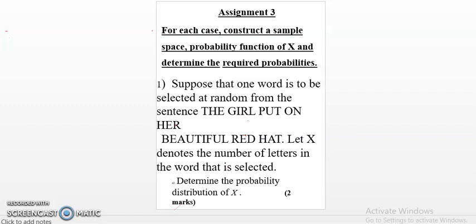Anyway, the fun of mathematics is that we investigate the probability of each action, and that's why we are to investigate and determine the probability that the girl put on her beautiful red hat. Let's see the question. Let x denote the number of letters in the word that is selected. We are to determine the first question: determine the probability distribution of x.